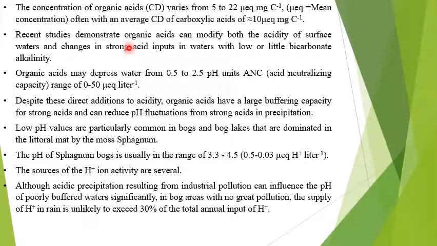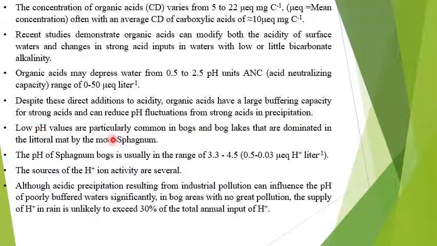Recent studies demonstrate that organic acid can modify the acidity of surface water, with a change in strong acid input in water with low or little bicarbonate alkalinity. Organic acid may depress water pH by 0.5 to 2.5 pH units. Its ANC, acid neutralizing capacity, ranges from 0 to 50 microequivalents per liter. Besides the direct addition to acidity, organic acids have large buffering capacity, and can reduce pH fluctuation from strong acid in precipitation.